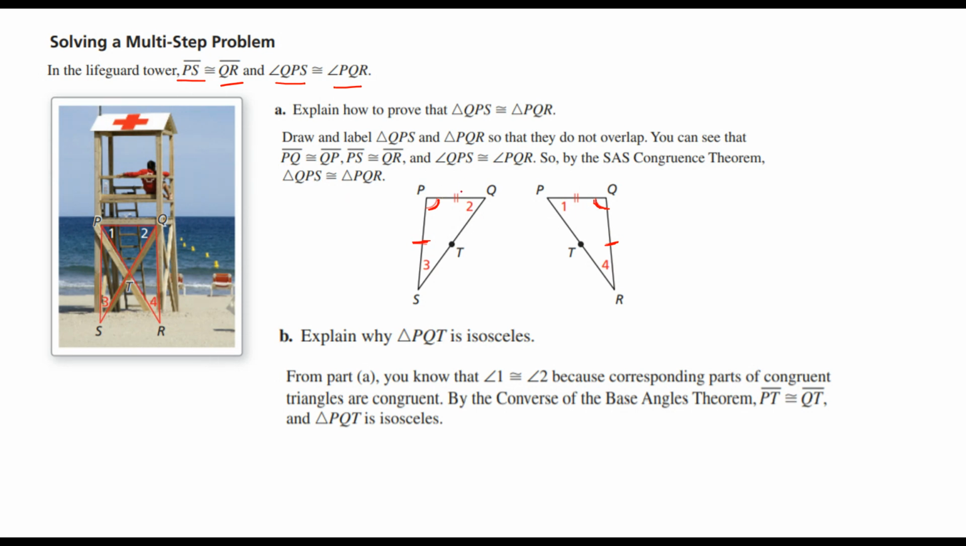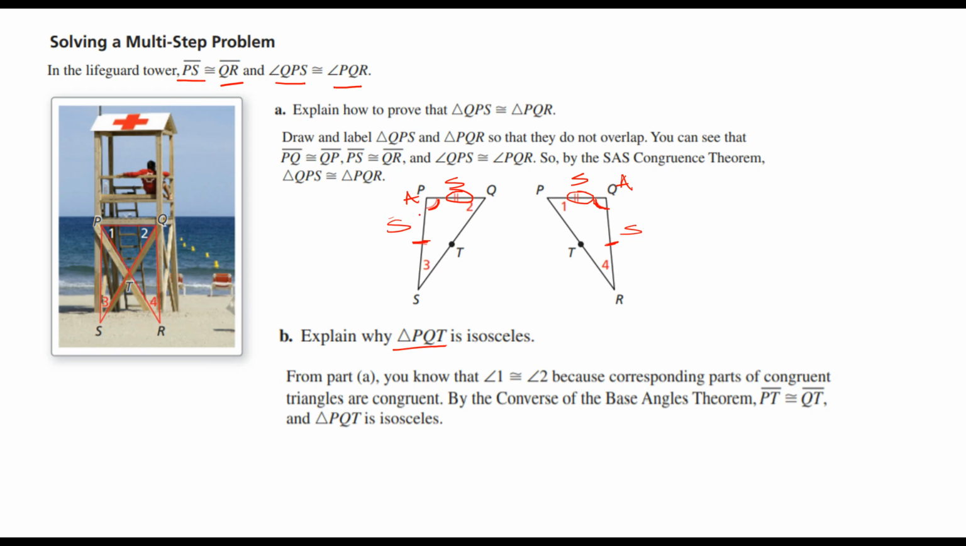Well, they're sharing side PQ. That's already given to us. That's a reflexive argument. So because of that, I have side, angle, side. So now that I know that I have two congruent triangles, both on the outside. So I've proved now that both triangles are congruent. Part B, explain why triangle PQT is isosceles. PQT is isosceles, PQT. Interesting.